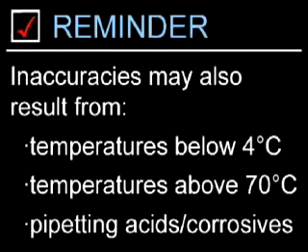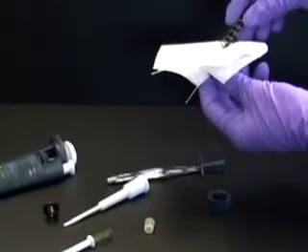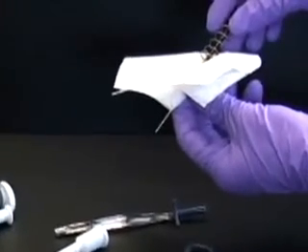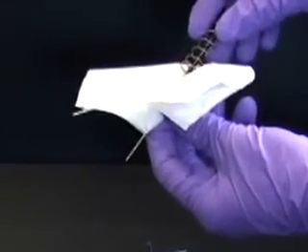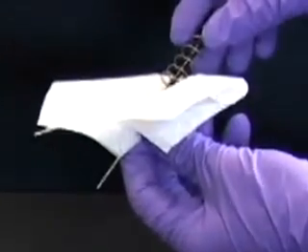Two final things that decrease the accuracy and precision of the pipetman involve pipetting samples below 4 or above 70 degrees Celsius and using the pipetman with acids and corrosives. If you absolutely must pipette an acid or corrosive, then you should disassemble the pipetman immediately to inspect and clean the piston, shaft, seal assemblies, and O-rings.